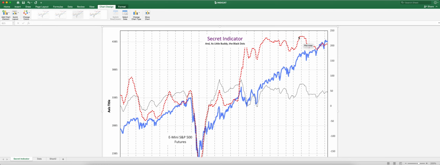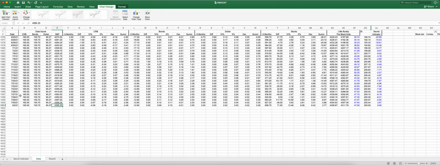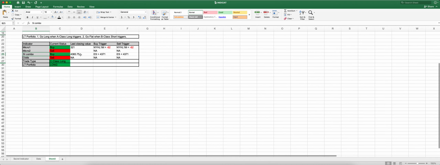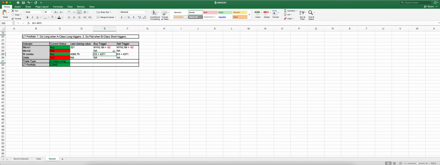If you've got both of them ticking lower, we call the trend as down. So right now they're both ticking up, so trend is up as per the secret indicator, and we show that over here. And I give a buy trigger and a sell trigger also. So if it gets below 43.71 today, closing value, it goes to a sell, right? And similarly for micro 1 also, we've got the values over here, minus 62. If it gets below minus 62 today at end of day, it will go to a sell.